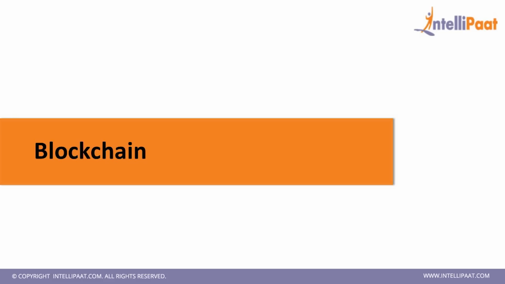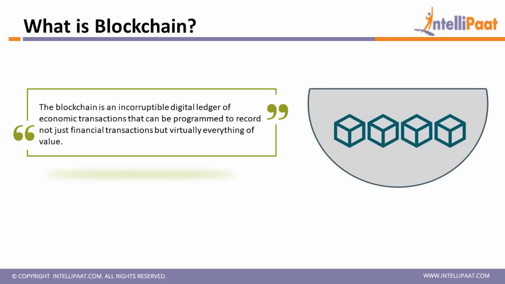So let's see what blockchain is. As we already discussed, blockchain is an incorruptible digital ledger of economic transactions that can be programmed to record not just financial transactions but virtually everything of value. So what does this definition mean? Does blockchain stand for only financial transactions? No. You can store and propagate any kind of information that you want to store and use on your blockchain network.